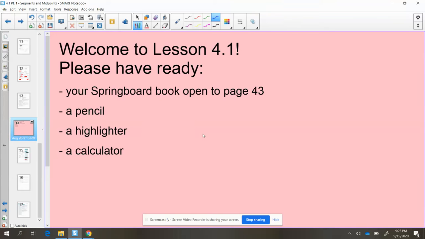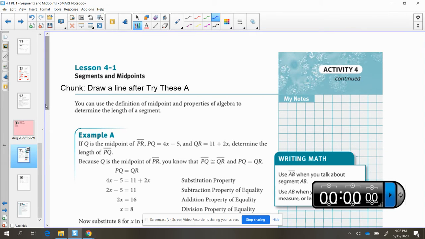Hi everybody, welcome back to lesson 4.1. Today we're going to talk about the last page and a half or so about this lesson, part 2 as we're going to call it, and it starts on page 43 in our Springboard books. Today you are going to need a pencil, possibly a highlighter, and definitely a calculator to check your work, okay?